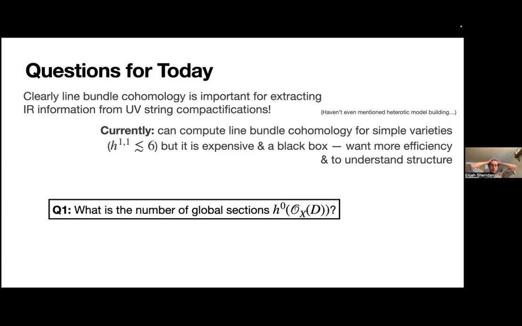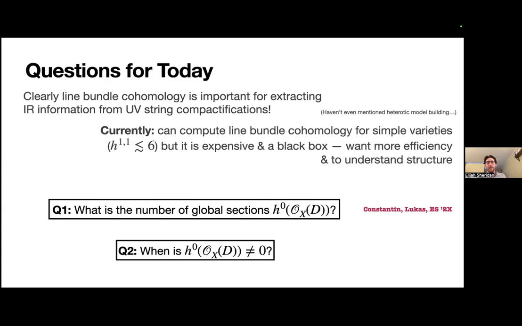So I want to focus on two specific questions today that hone in on particular aspects of this question of line bundle cohomology. First of all, can we understand the number of global sections that divisors or line bundles have on Calabi-Yau threefolds? Can we compute this number? Can we understand its structure? And this is the subject of ongoing work with Andre and Andre.